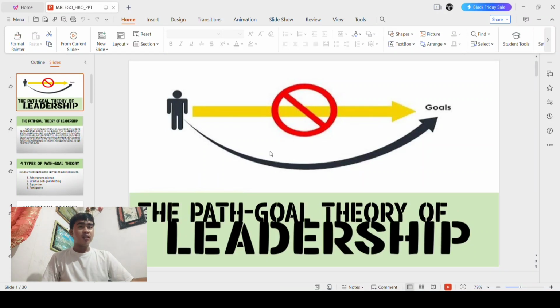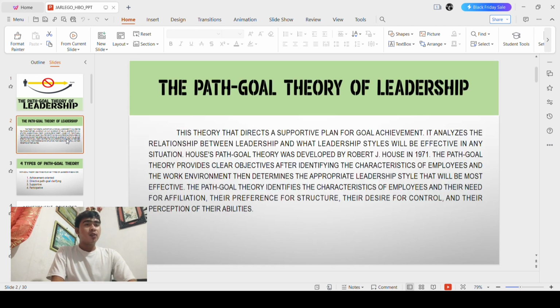So, hello everyone. Today I will be discussing the path goal theory by Robert House. This theory directs a supportive plan for goal achievement. It analyzes the relationship between leadership and what leadership styles will be effective in any situation.